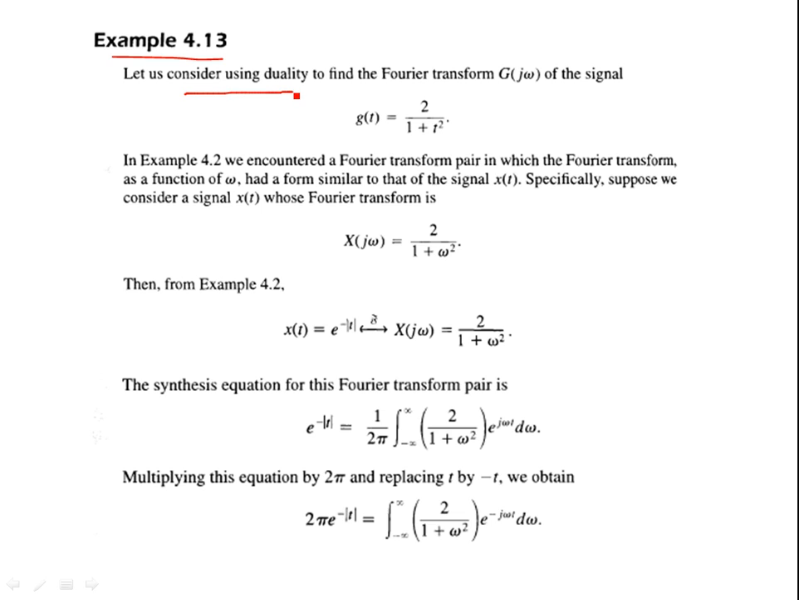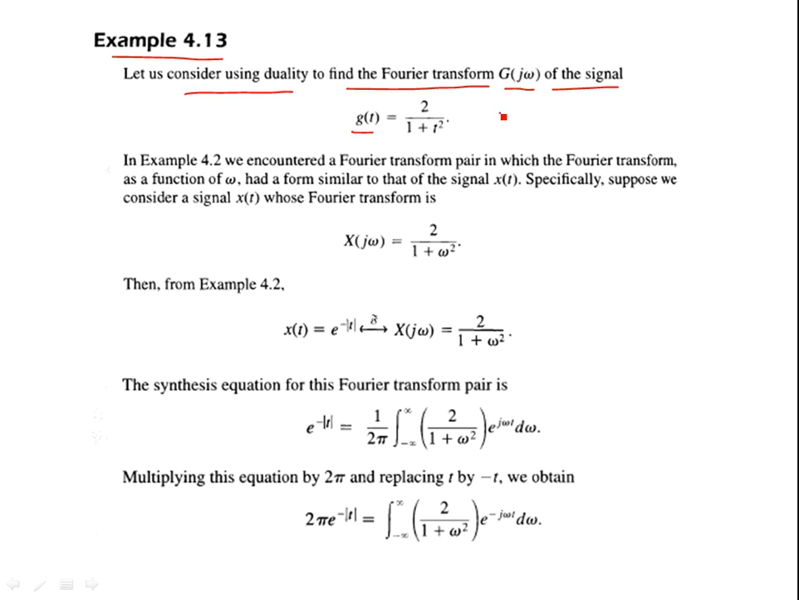Let us consider using the duality to find the Fourier transform G(j omega) of the signal g(t). g(t) is given as 2 over 1 plus t squared. A few things to note from here: g(t) is a real signal and it is even in time. This will imply that G(j omega) is also going to be both real and even.